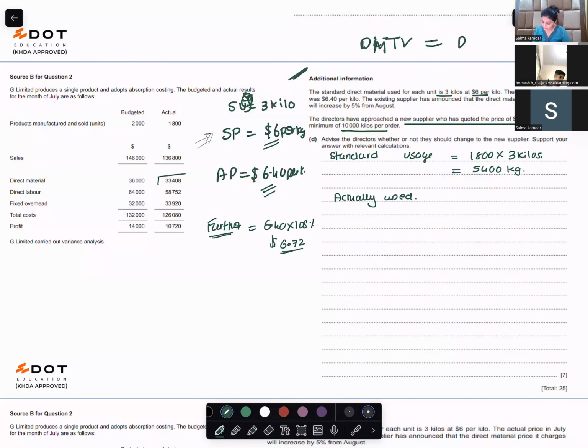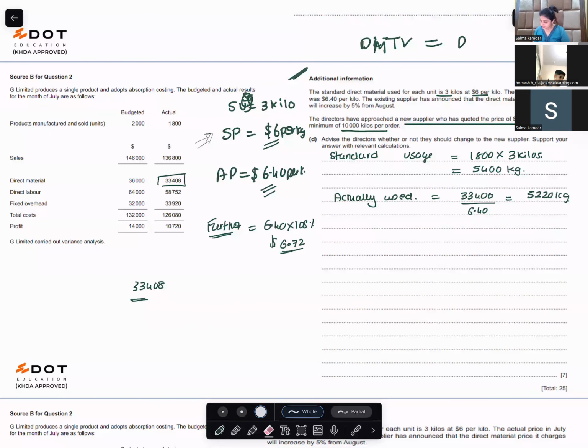How do you get your actual usage? The material cost was 33,408. If you divide it by the rate per kilo, that is 6.40, you will get your actual usage, that is 5,220 kgs. If you multiply your actual usage by the price, you will get your actual material price. So this is what we did, the division.